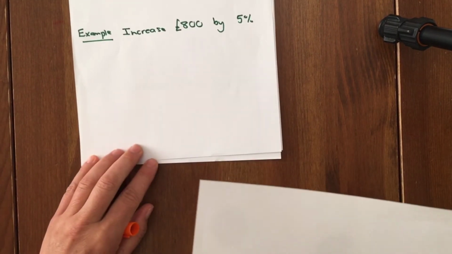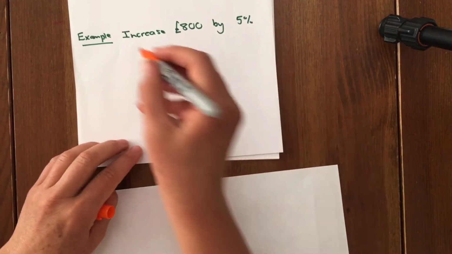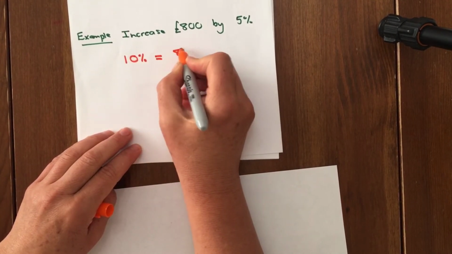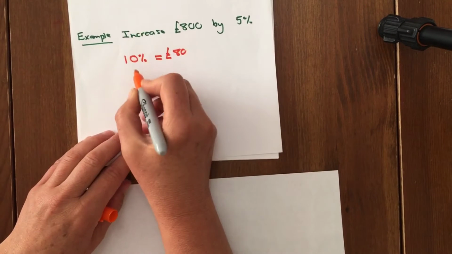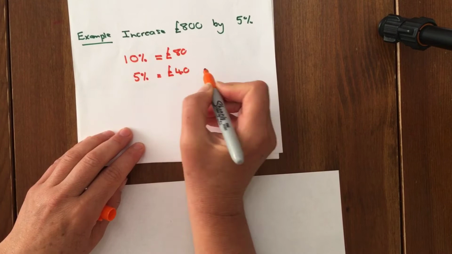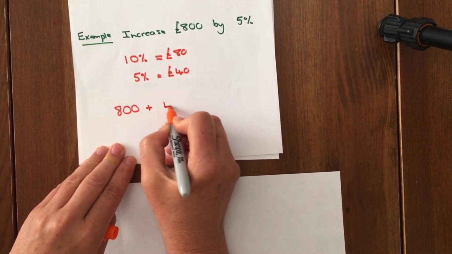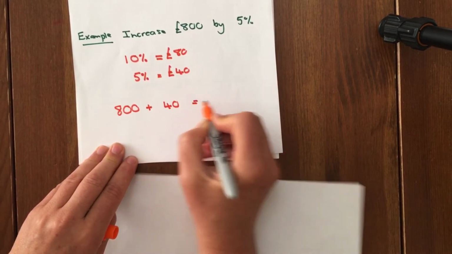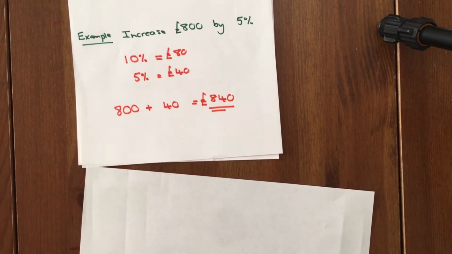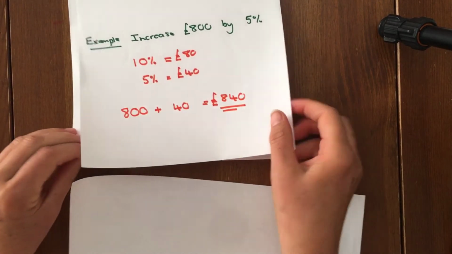Okay, next one. Increase £800 by 5%. Well, we need to find 10% first. So 10% will be 80, divided by 10. Now find 5%, half of 10%. And we want to increase £800 by our 5%. So my answer is £840. Okay, so get that example in your books as well, please.